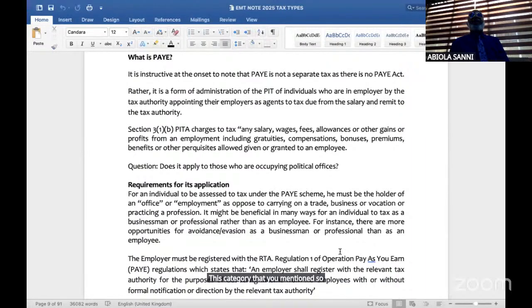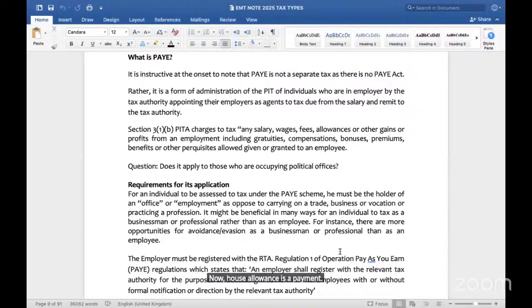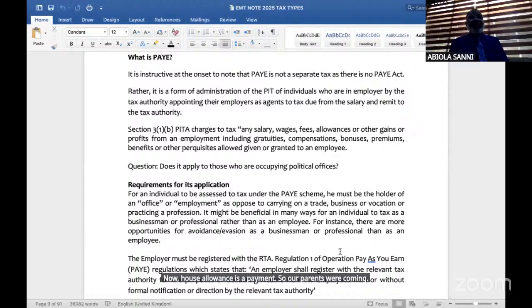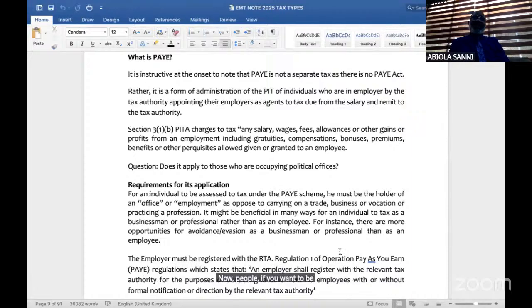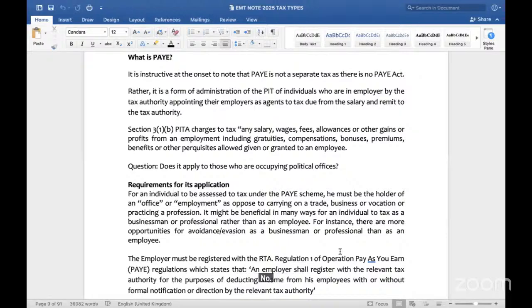Now, house allowance is a payment, so all payments will come in. For example, your salary is 1 million, but they give you a house allowance of 2 million. Now, Dipo, if you were the tax authority, would you say, I will tax you only on 1 million and not 3 million? No, sir, I would look at everything as one.